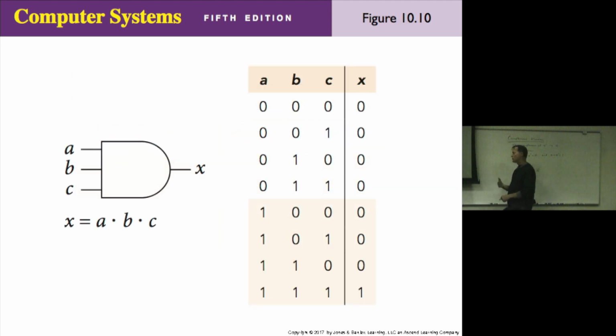Now, what we've shown so far are two input gates. But all of these gates come with more than two inputs. It's frequently useful to have more than two inputs. So this is an example of a 3-input AND. What's the truth table for a 3-input AND? It's only true if all three of them are true.